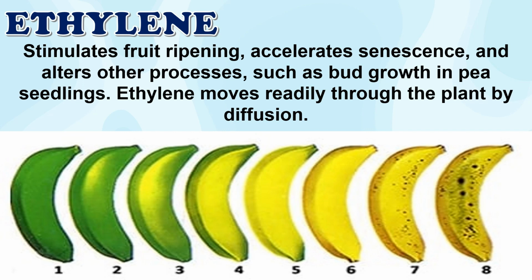So, ito po yung humihinog and then drastic change po sa ating fruit. So, alter other processes such as bud growth in pea seedlings. Ethylene moves readily through the plant by diffusion. So, kumakalat naturally pero merong mga tinuturok.